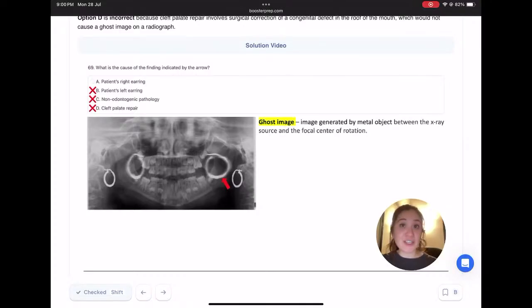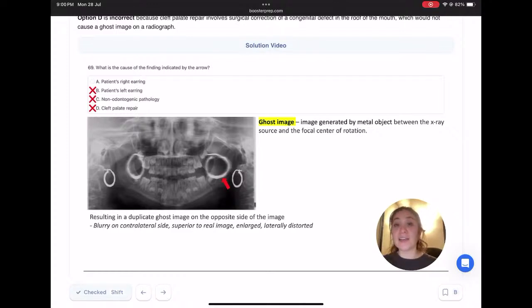And a ghost image is an image generated by a metal object between the X-ray source and the focal center of rotation. Now, this specifically would result in a duplicate ghost image on the opposite side of the original location of the metal object. This would be blurry on the contralateral side and superior to the real image, enlarged and laterally distorted. Since this is on the left side, we would know that this is the patient's right earring and not the left, making option A the correct answer to this question.